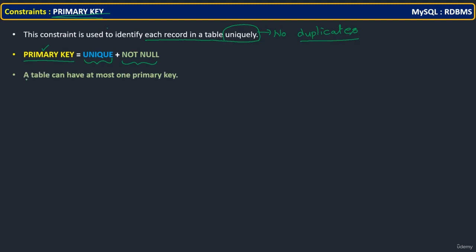So a table can have at most one primary key, at most one primary key. Very important. That means less than or equal to one primary key. Either you may have a primary key or you may not have a primary key. If you have a primary key, only one is allowed. So that is also very important.